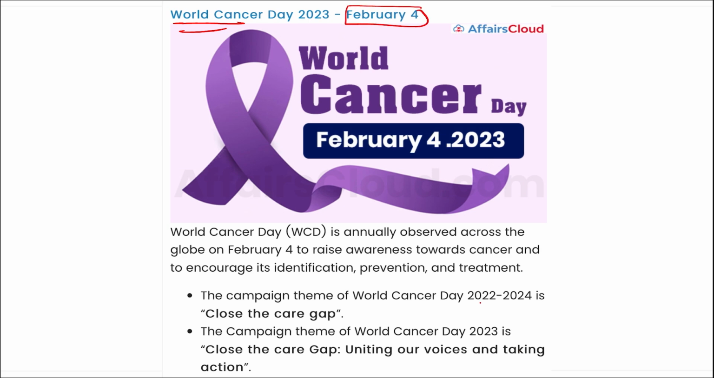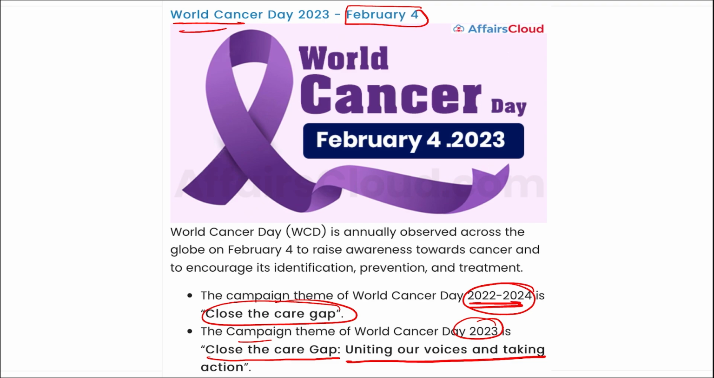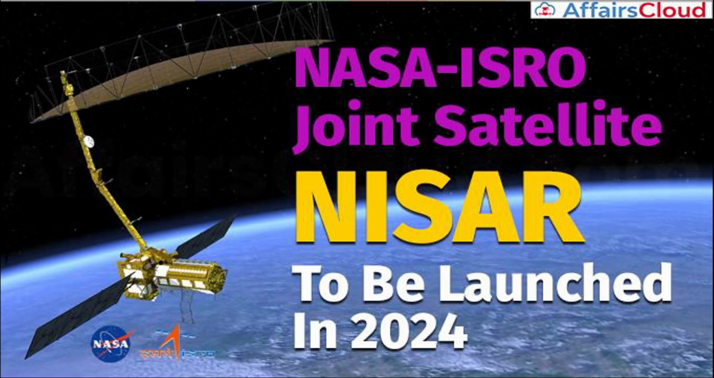The theme that you need to remember here for the World Cancer Day from 2022 to 2024 is Close the Care Gap. And the campaign theme for the World Cancer Day for 2023 is Close the Care Gap, based on it only and furthering it, that is uniting our voices and taking action. Next, a joint venture between ISRO and NASA. It is your NISAR, that is your NASA ISRO Synthetic Aperture Radar, and it will be launched in 2024.